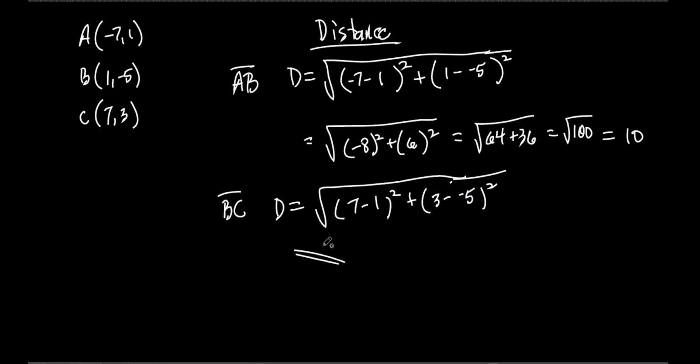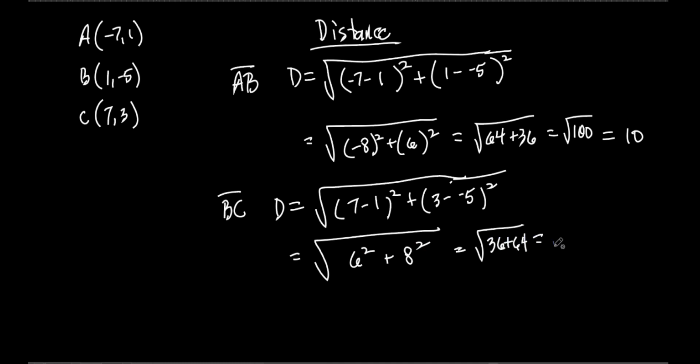All right. Equals. All right, so this is what? 6 squared. This is 8 squared. That looks familiar, doesn't it? What's that? 36 plus 64. That's the square root of 100. What's the square root of 100? It's 10.